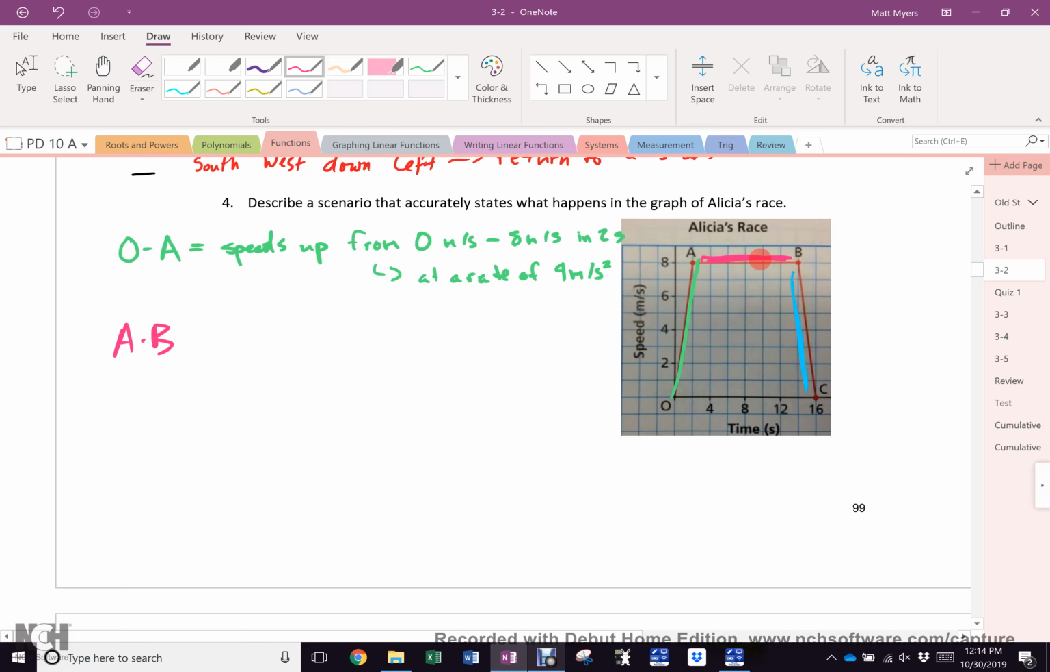Okay. So that's very similar to what Jordy said. I need one more refinement. Connor: She stays at a constant rate of 8 meters per second for 12 seconds. There you go. Does everybody see how we went from a 1 to a 4?